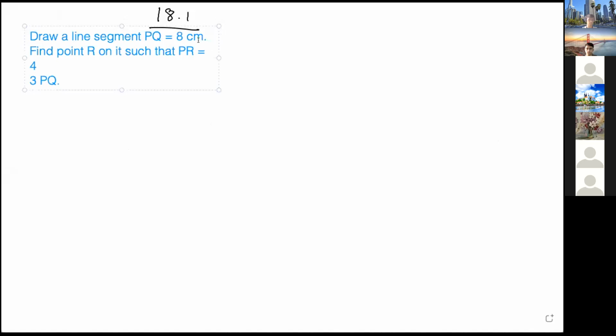Which exercise is this? The chapter number is 18. This is 18.1. The chapter number is 18. Okay. Now we have to find out. All of you can see the whiteboard, right? Yes, ma'am. Okay.